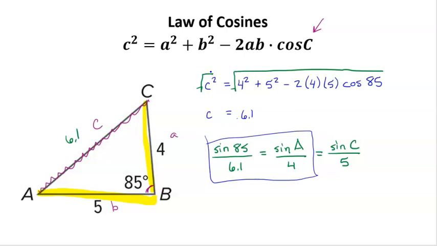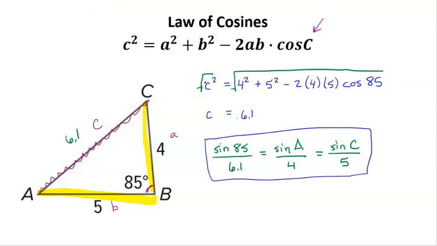And so on your EOC, they might ask you a question about, okay, how would you set up the proportion for the sines, or what expression represents this particular triangle? In that instance, they might ask us to identify this entire thing, but we had to use the law of cosines to find this first, to figure out that that was 6.1, something like that.